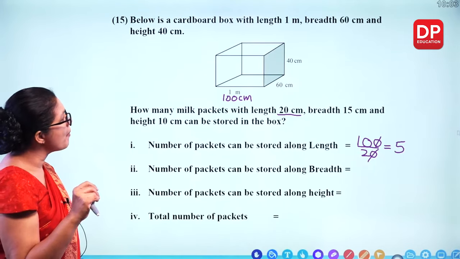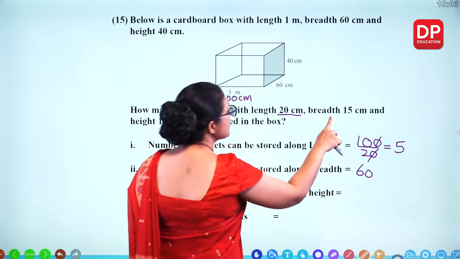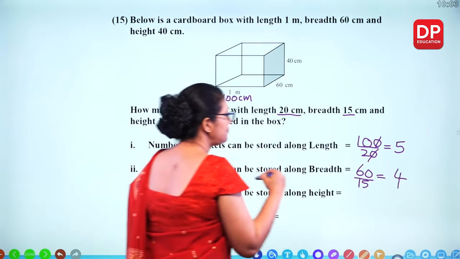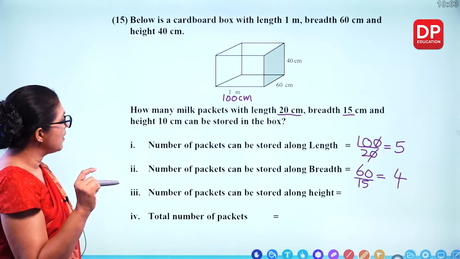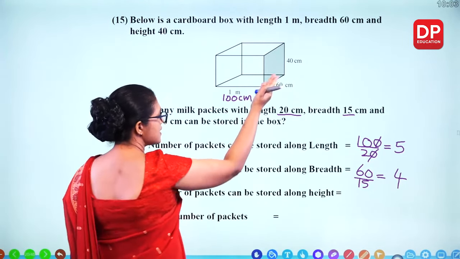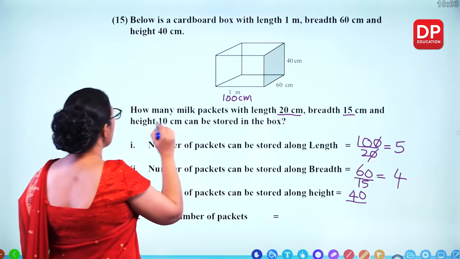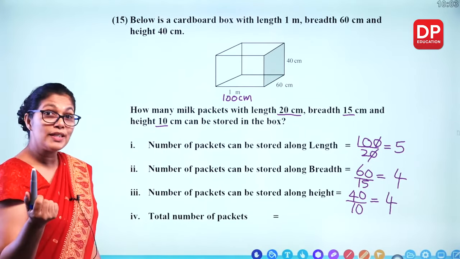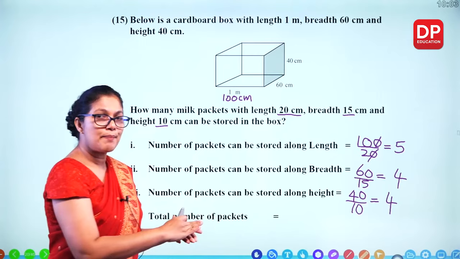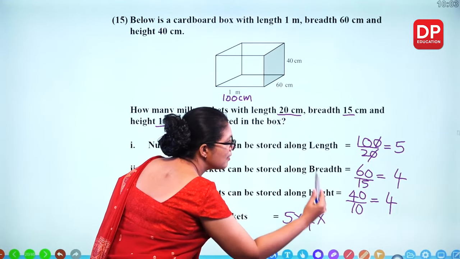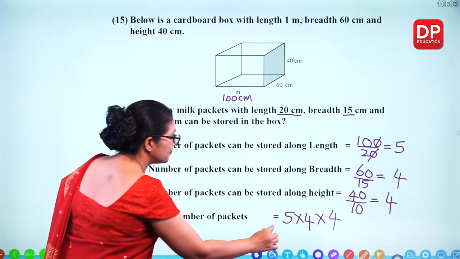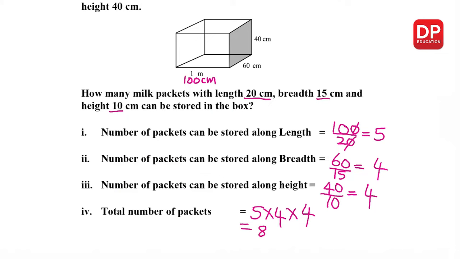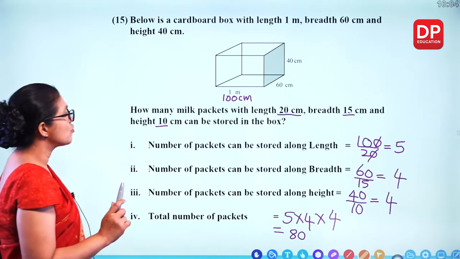Number of packets that can be stored along breadth? 60 centimeters. What's the breadth of this one? 15. Divide by 15 and see. 4 packets along breadth. Number of packets along height? 40 centimeters here. What's the height of the packet? 10 centimeters. Divide by 10, so you can store 4. So what's the total number of packets? 5 times 4, that's the base area, and 4 layers like that. Multiply. 5 times 4, 20. 20 times 4, 80. So 80 packets you can store in this box.